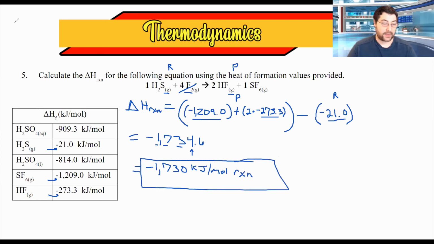All right. So I hope that all of this made sense to you. This was our second way of working a thermodynamic problem, a thermochemical problem. The first way was Hess's law. The second way is products minus reactants.